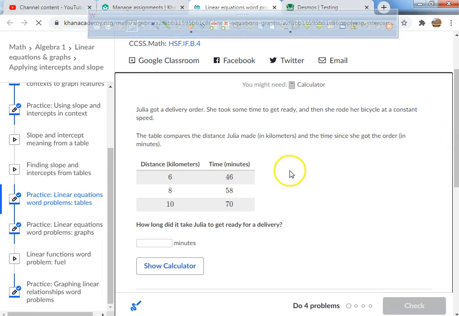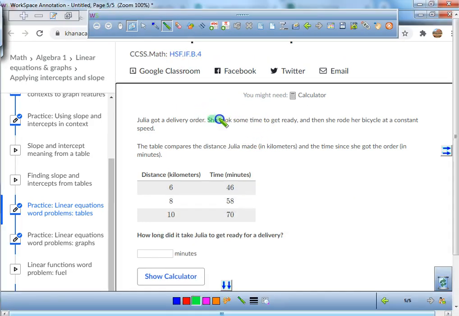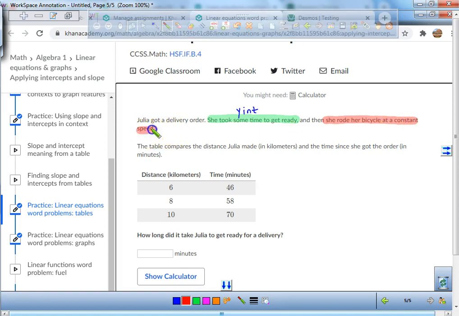Now this one looks very similar. Julia got a delivery order. She took some time to get ready, and then she rode her bike at a constant speed. So just so you guys know, the time that she took to get ready, that's called the y-intercept. Her riding at a constant speed, whatever that speed is, that's the slope.